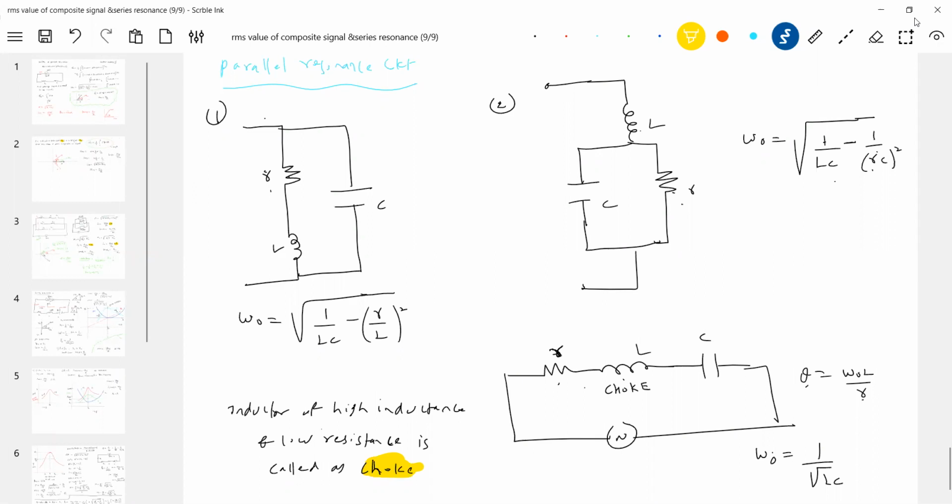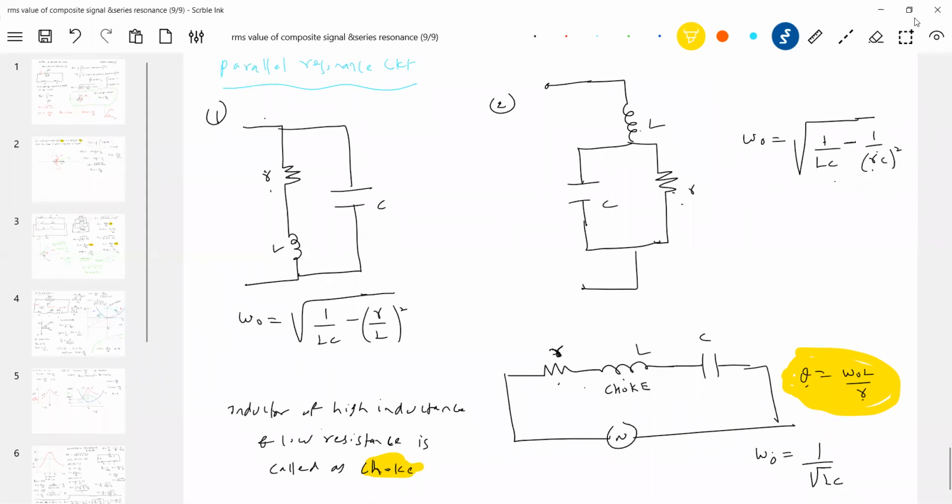Whenever you design a series resonance circuit, you are going to see that a high quality factor should be there. The sharpness of resonance should be as high as possible. For that to happen, L should be very high inductance and the internal resistance of the circuit should be very less. Who will offer that internal resistance? The maximum is offered by the coil itself, the inductor itself. So therefore, an inductor with high self-inductance and low internal resistance is called a choke.